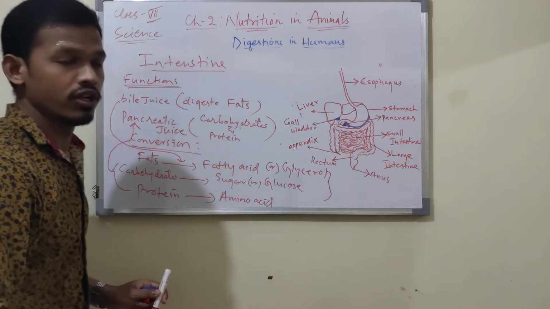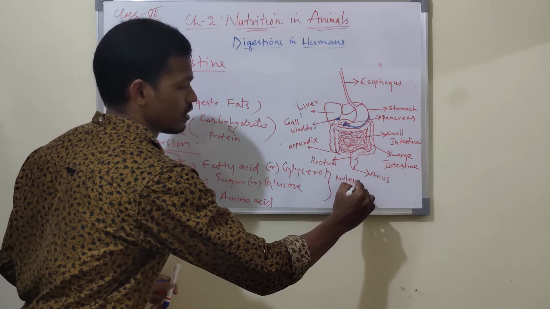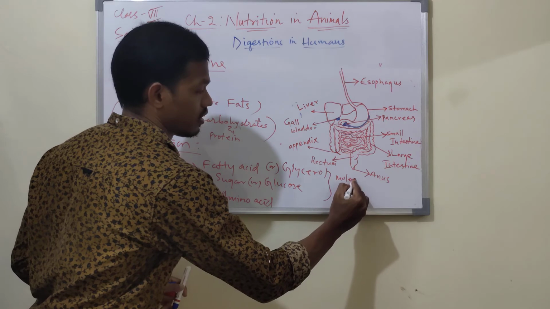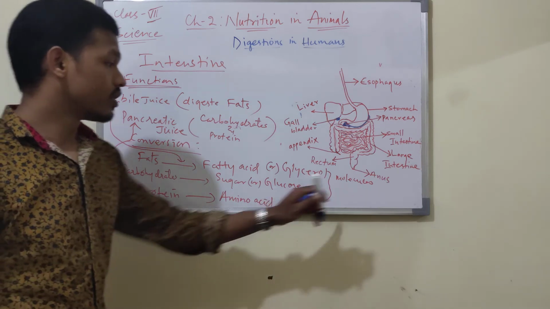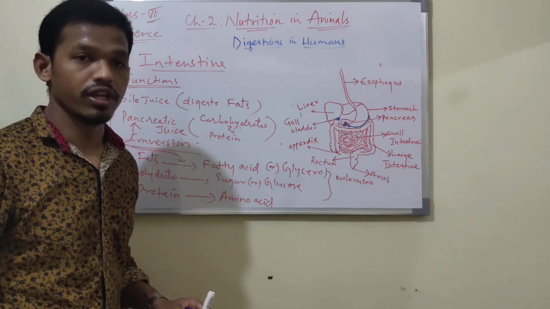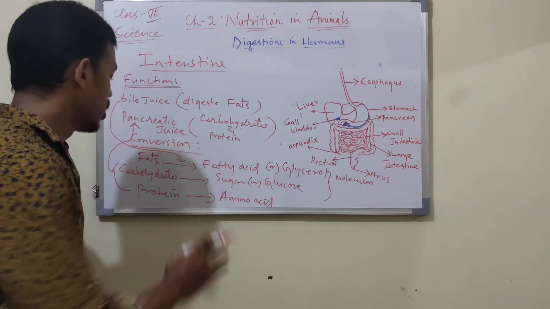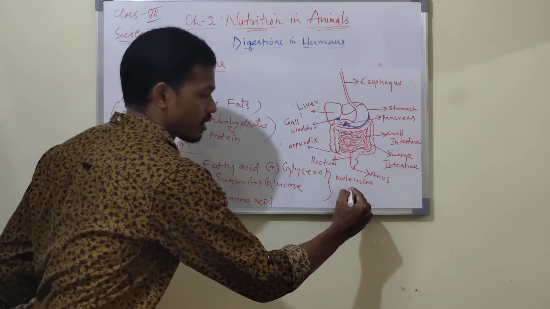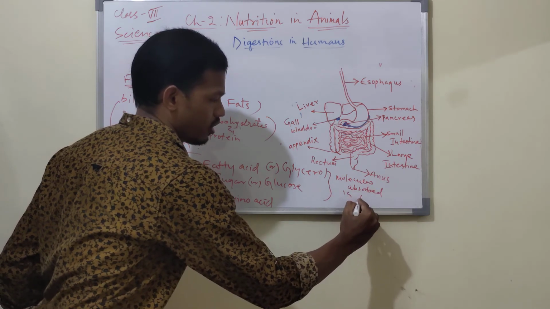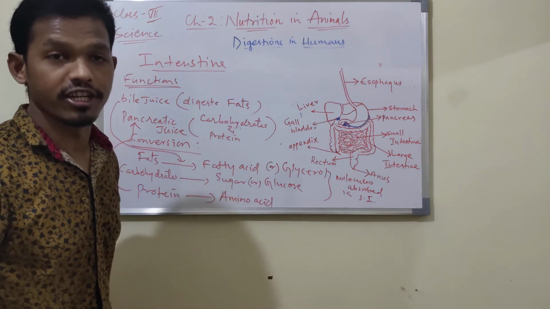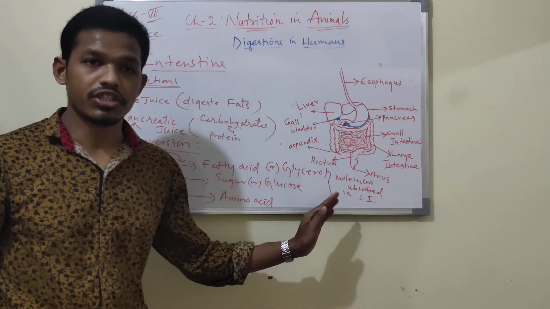These molecules are absorbed in our body. Absorption of these molecules takes place in the small intestine. These are absorbed in the small intestine. So what happens then to these absorbed nutrients in the small intestine?